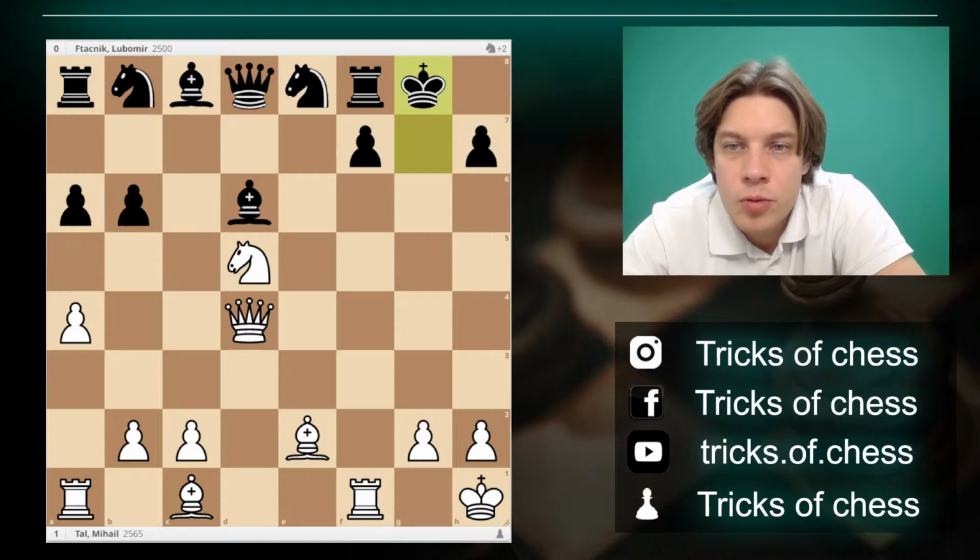So queen b6 is a more simple move. Okay, so that was the king g8 option. What if f6? Because f6 looks more natural in this position. How would you continue in this case?